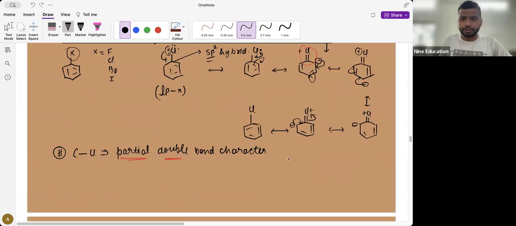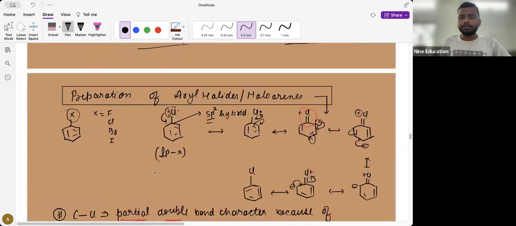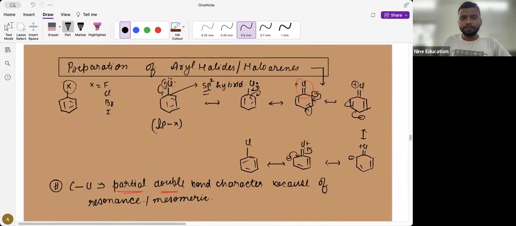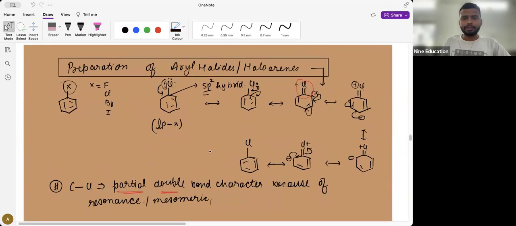Because of resonance, or you can say mesomery. Due to the mesomery of Cl, right? So you should always remember that the single bond here is not a pure single bond, it is more of a partial double bond, right? Write this in your copy.